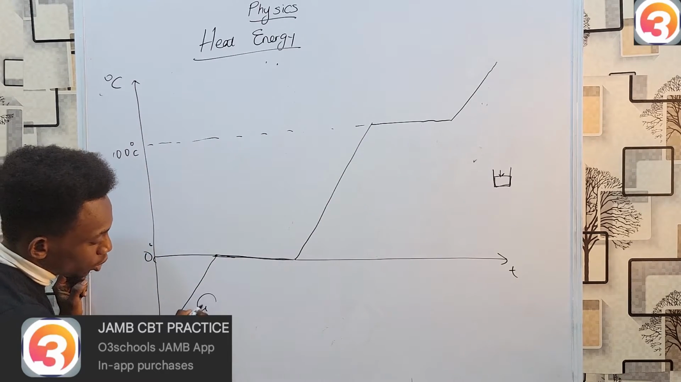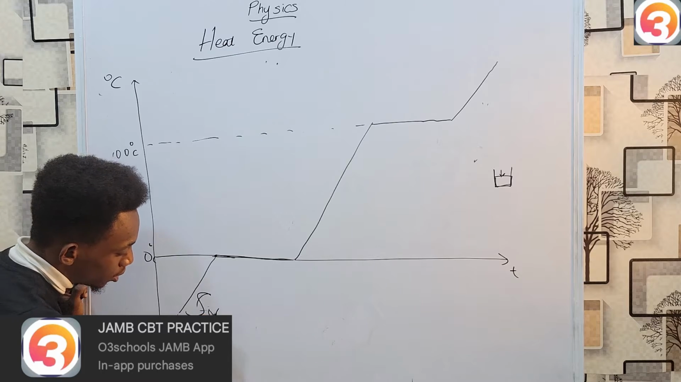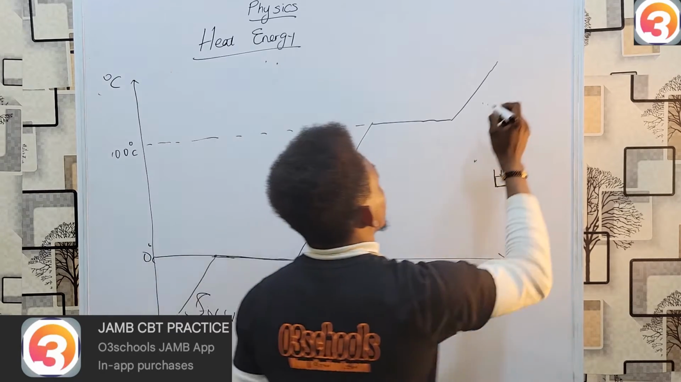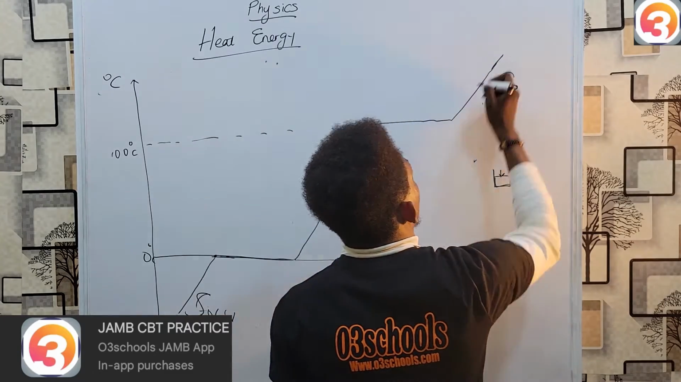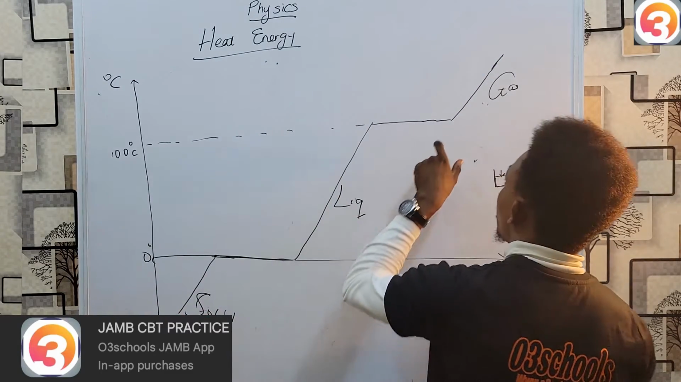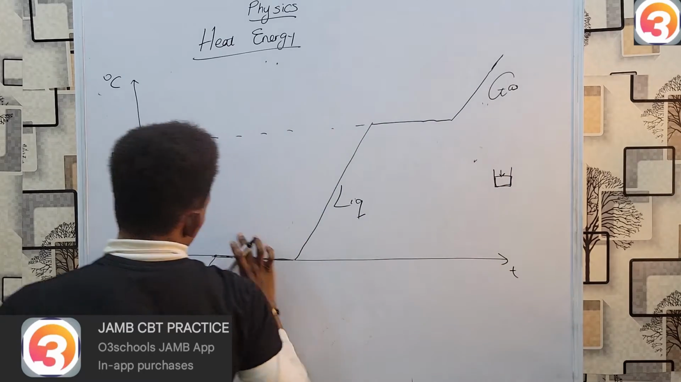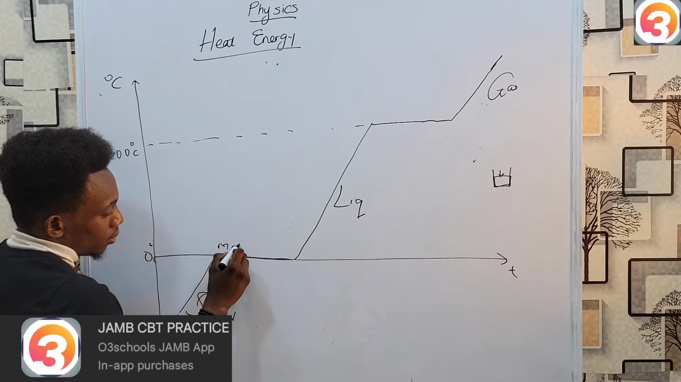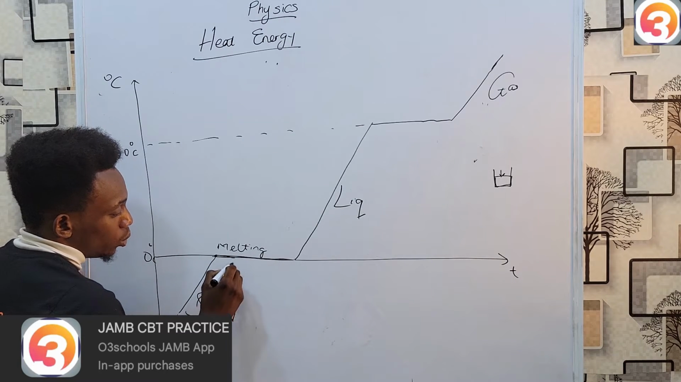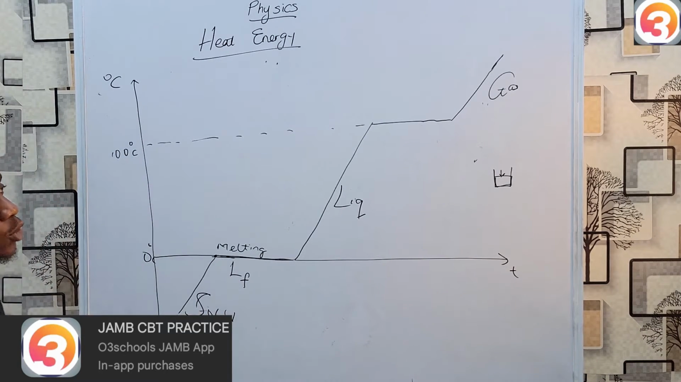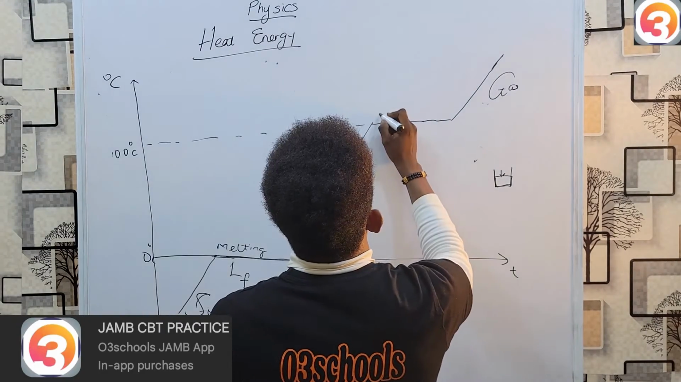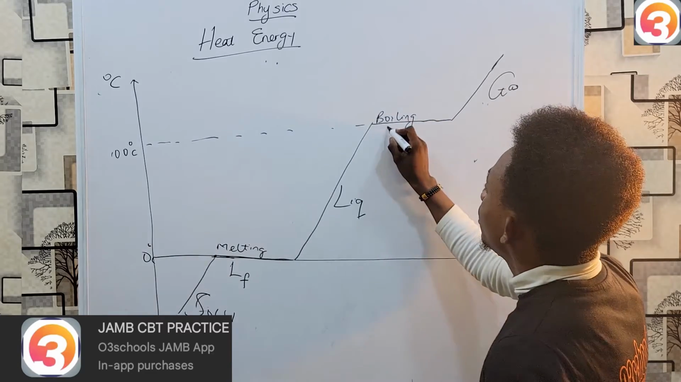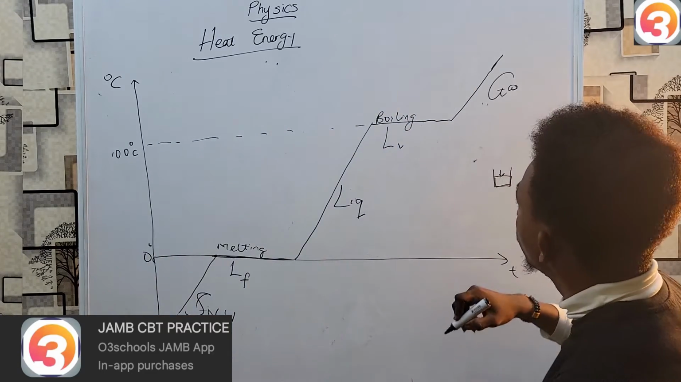This is in the solid phase. This is the liquid, and this is the gas. This is ice, this is liquid water, this is steam. Now, at this point, we're having melting, and in melting, we deal with latent heat of fusion. While at this stage, we are having boiling, and in boiling, we deal with latent heat of vaporization.